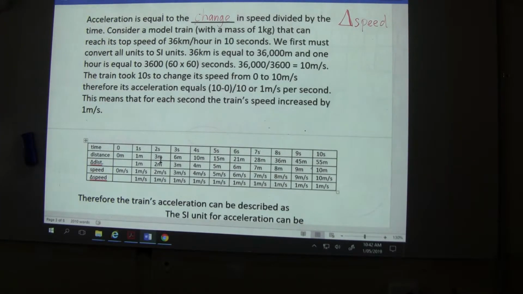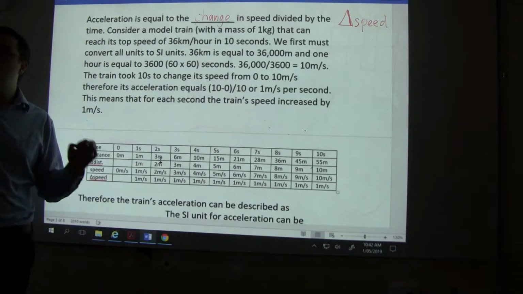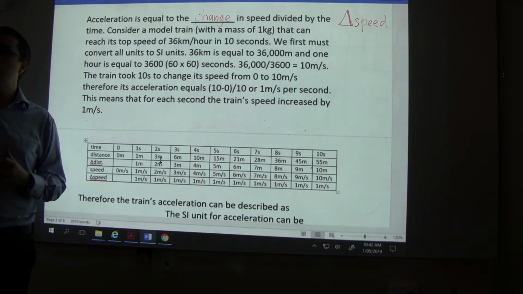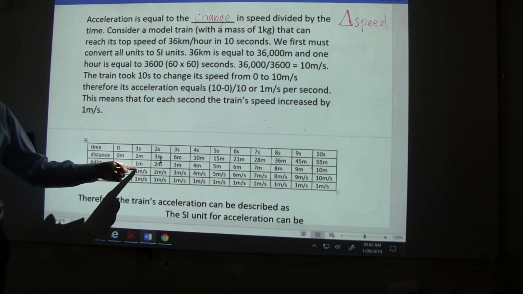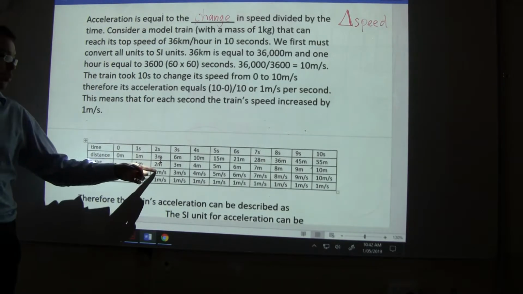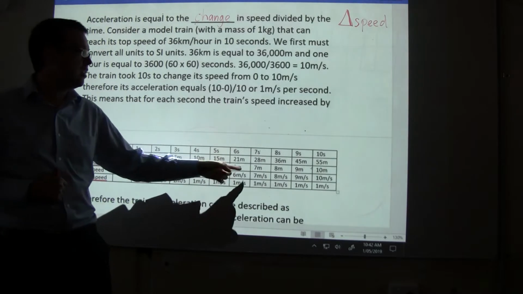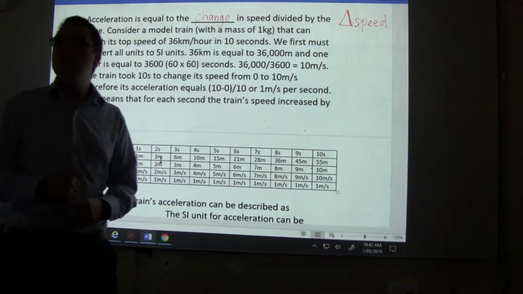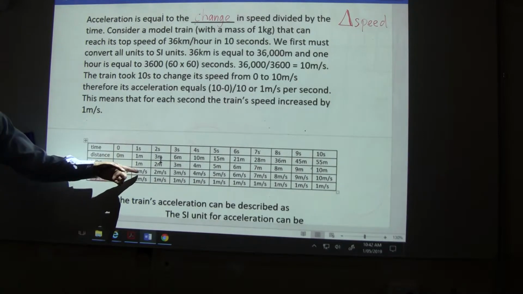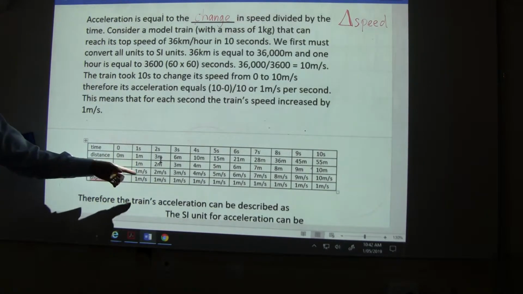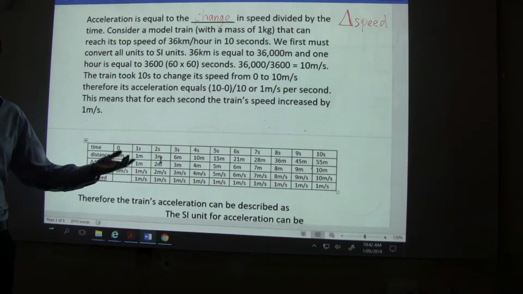Now, let's consider how much distance it actually travelled each second. The change in distance, the delta distance, in that first second was 1 meter. Then 2, then 3, then 4, then 5, then 6, then 7, then 8, then 9, then 10. So we can see that each second it's going a little bit further than it did in the previous second. So we would say its speed was 1 meter per second. It went 1 meter in that second. That makes sense. In the next second it went 2 meters in 1 second.